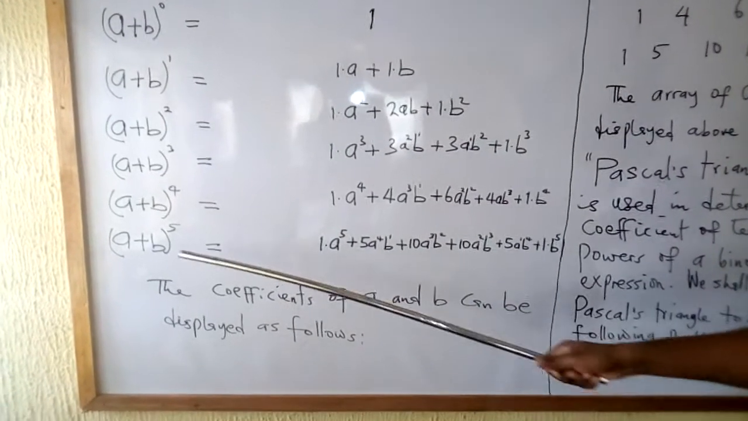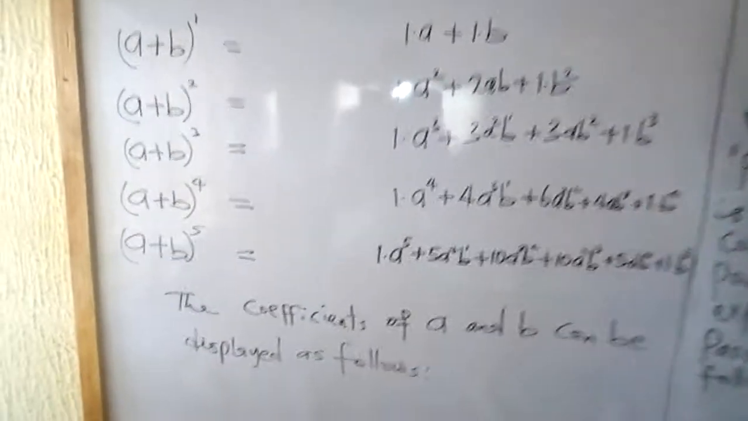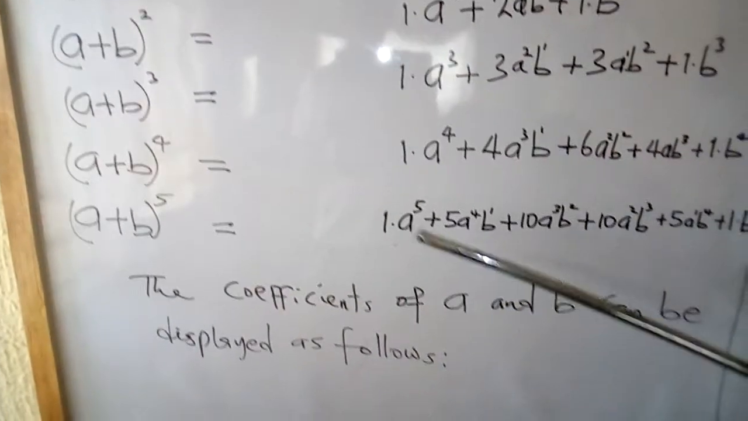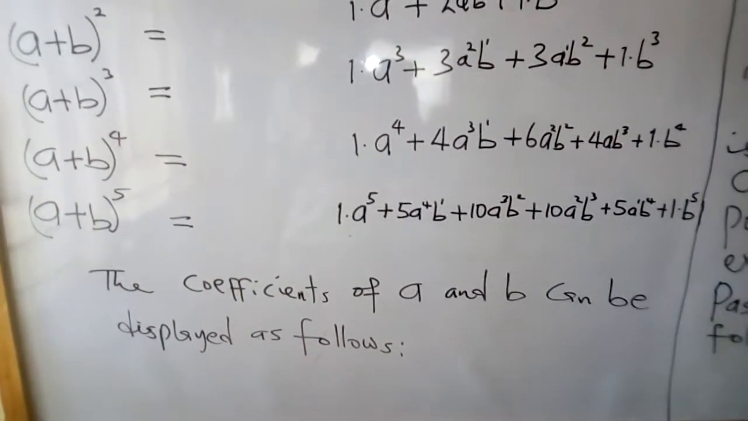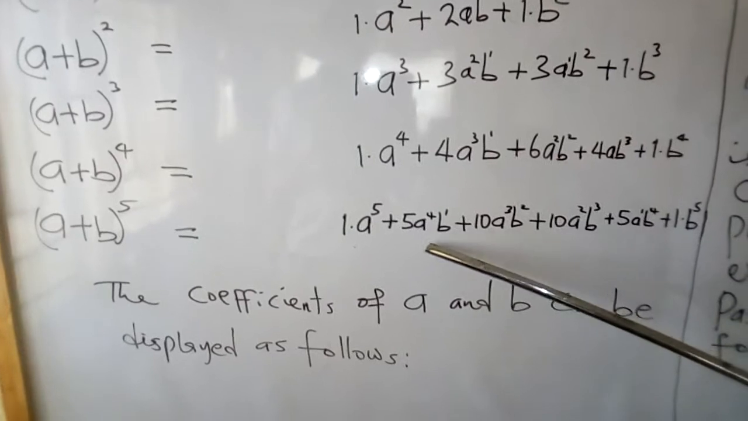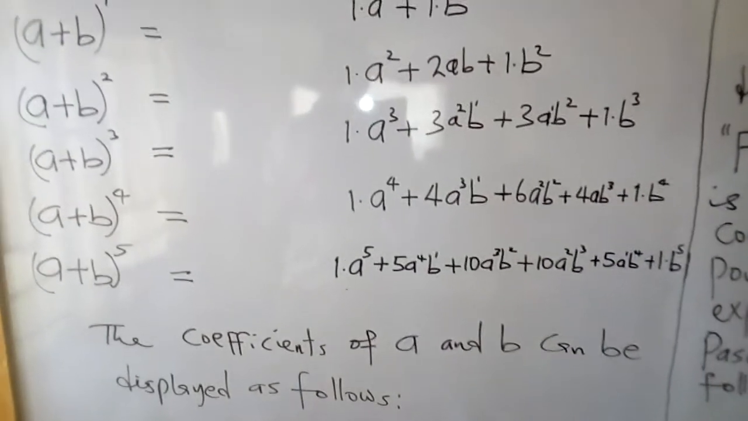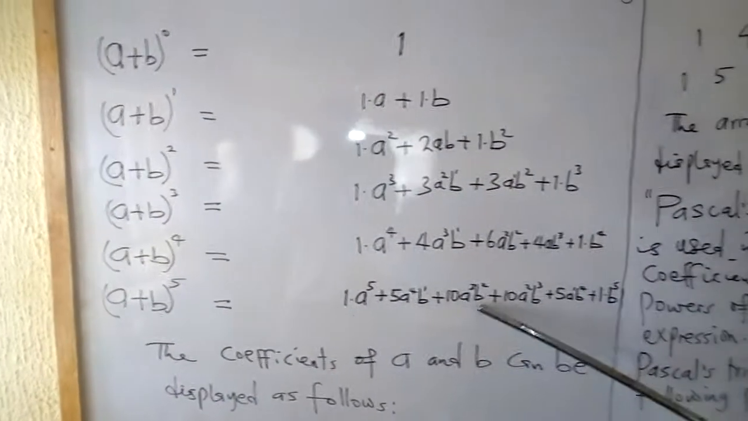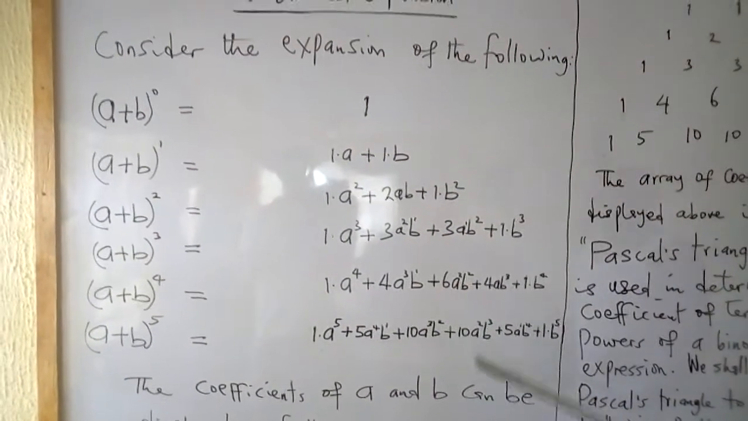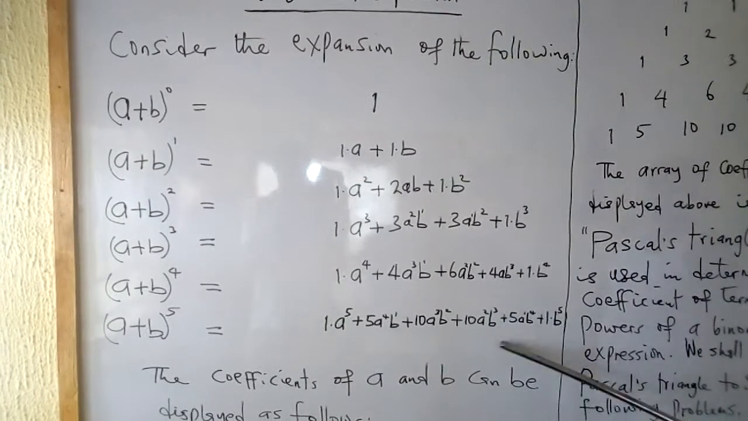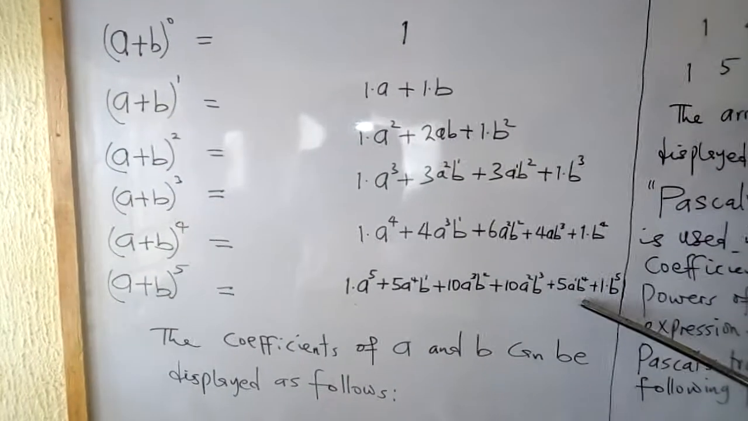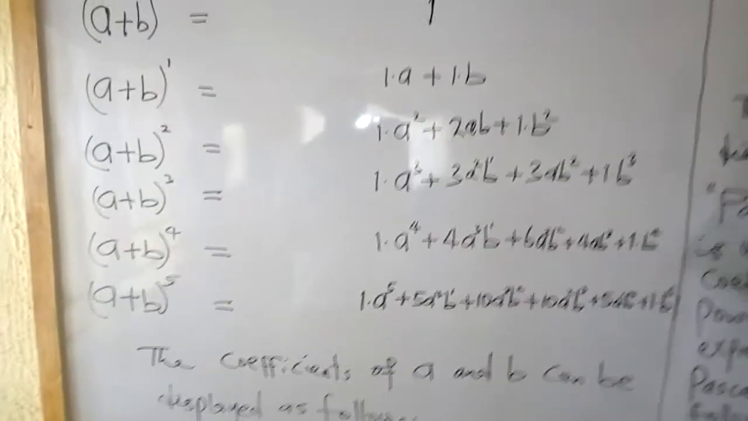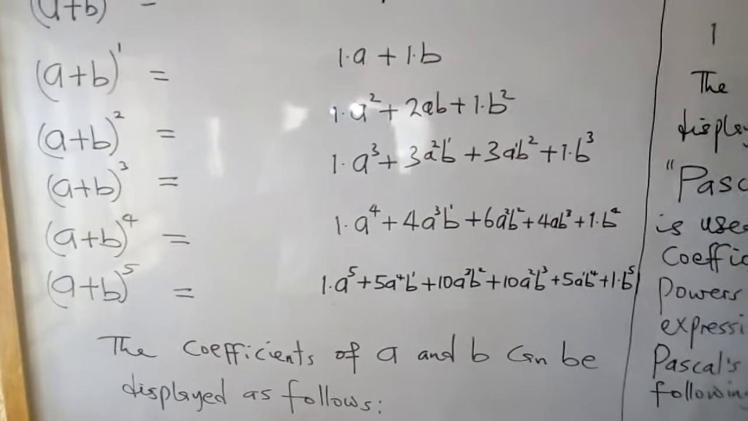Now the next one is what? (a + b) raised to power 5, which is equal to 1 times a raised to power 5 plus 5 times a raised to power 4 times b raised to power 1 plus 10 times a raised to power 3 times b raised to power 2 plus 10 times a raised to power 2 times b raised to power 3 plus 5 times a raised to power 1 times b raised to power 4 plus 1 times b raised to power 5.